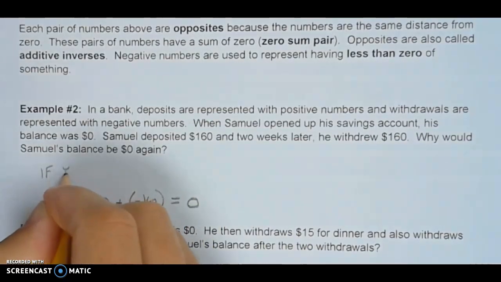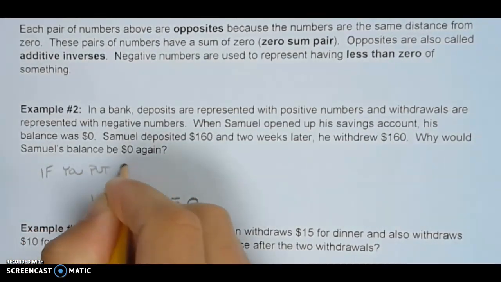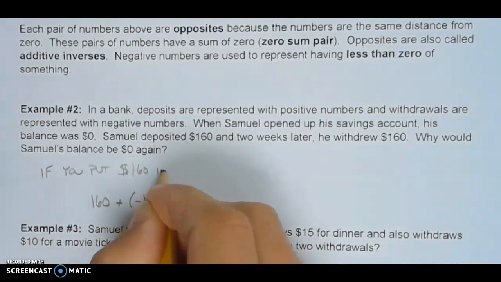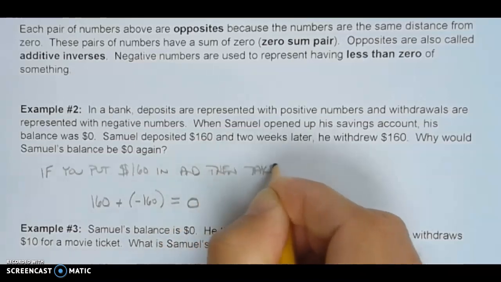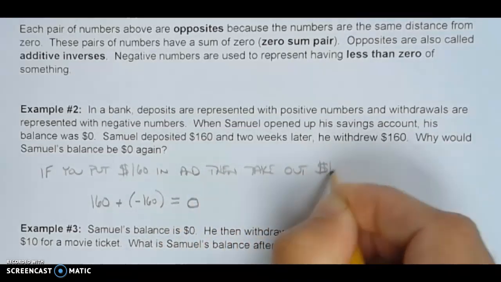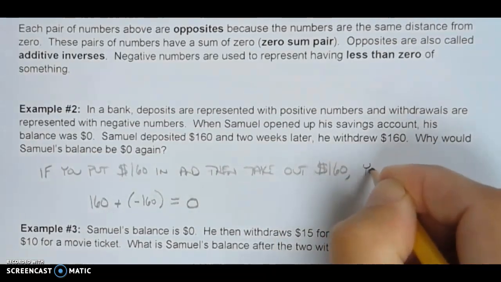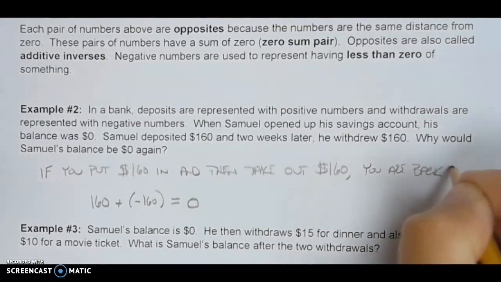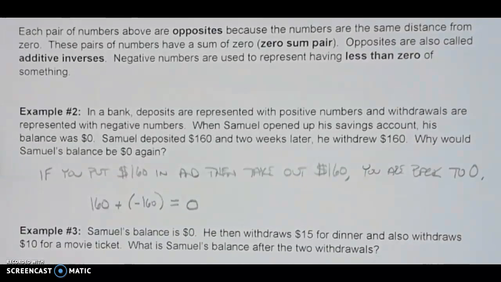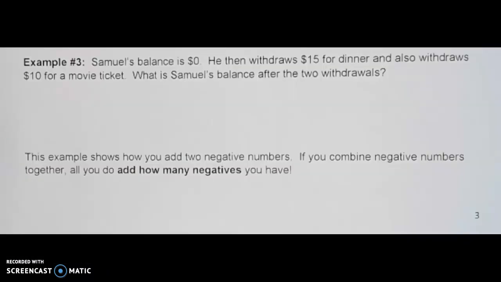Well, if you put $160 in and then take out $160, you are back to 0. It's as simple as that. Putting $160 in is 160 positive. Taking out $160 is 160 negative. If I put in 160 and then take it out, I'm right back at 0.